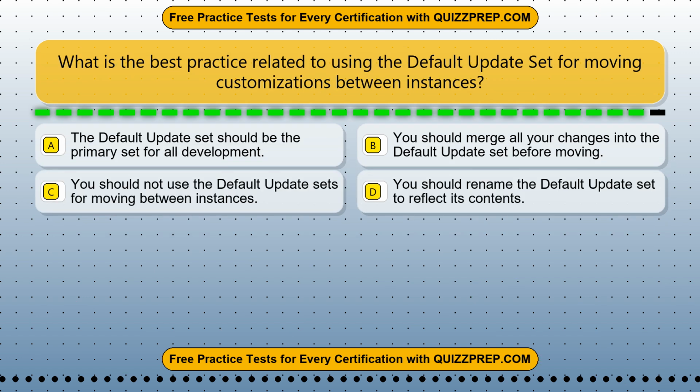Question 85. What is the best practice related to using the default update set for moving customizations between instances? Option A. The default update set should be the primary set for all development. Option B. You should merge all your changes into the default update set before moving. Option C. You should not use the default update sets for moving between instances. Option D. You should rename the default update set to reflect its contents.